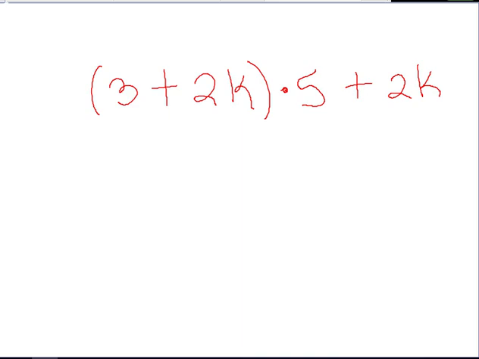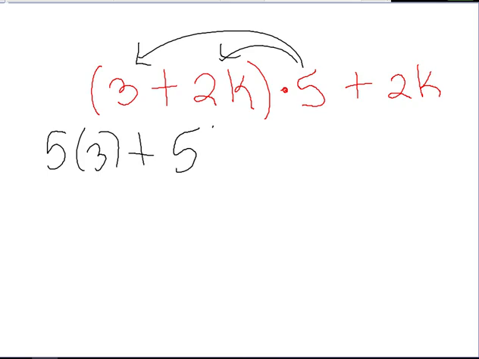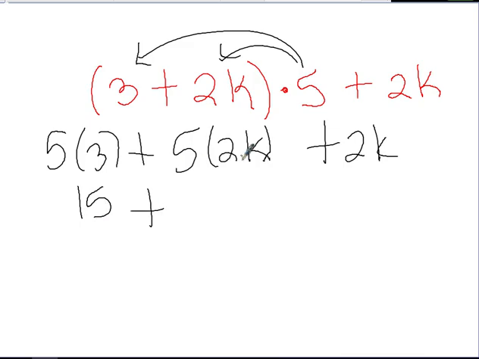So let's do one more. Parentheses come first. I can't add 3 and 2k, so I draw my arrows to distribute the 5 that's attached. There's nothing to do with the 2k yet, so I'm going to say 5 times 3 plus 5 times 2k, bring down the plus 2k. I'm not going to do anything with that yet. 5 times 3 is 15. 5 times 2k would be 10k.